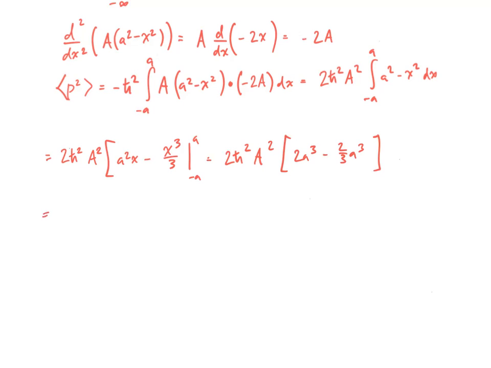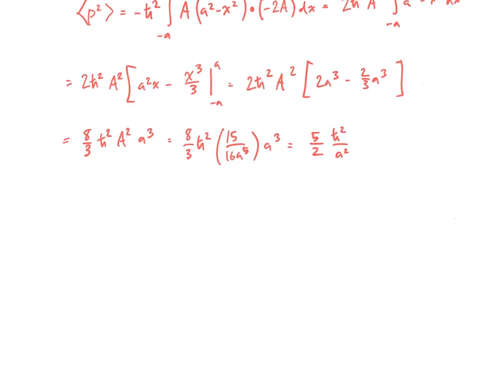Okay, this is going to become 8/3 h bar squared A squared a to the third. And then I plug in the value that I already know for big A, and I get 8/3 h bar squared, 15 over 16a to the fifth, a to the third. And this becomes 5 halves h bar squared over a squared.